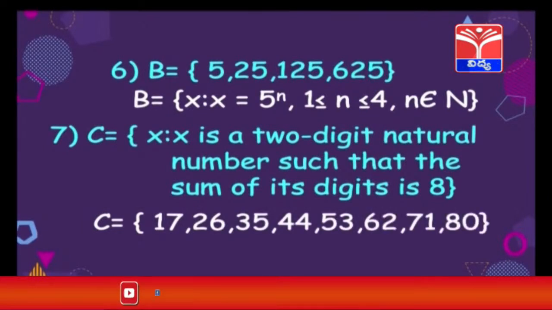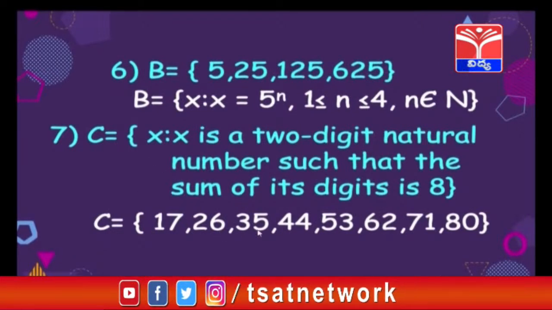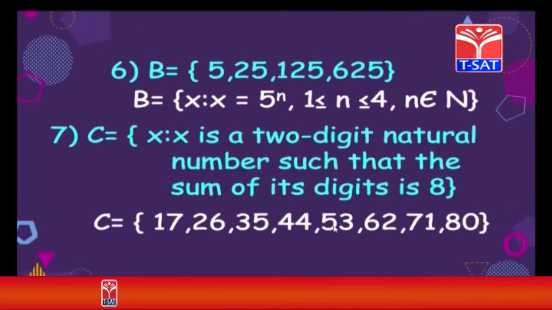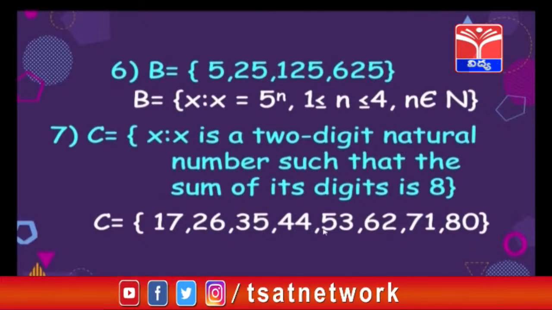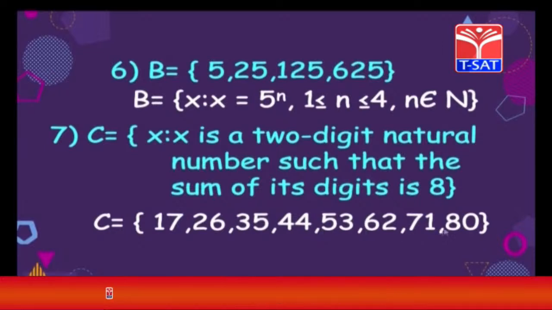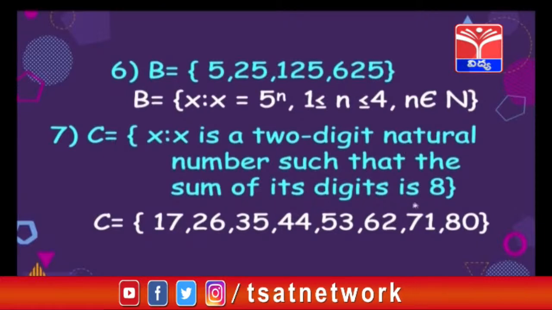So, I can write the elements of this set as 17, 26, 35, 44, 53, 62, 71, 80. 1 plus 7 gives me 8, 2 plus 6 gives me 8, 3 plus 5 gives me 8 and 4 plus 4 is 8, 5 plus 3 is 8, 6 plus 2 is 8, 7 plus 1 is 8 and 8 plus 0 is 8. We have observed that the elements satisfy the condition being of 2-digited and at the same time adding up the digits comes out to be the sum as 8.